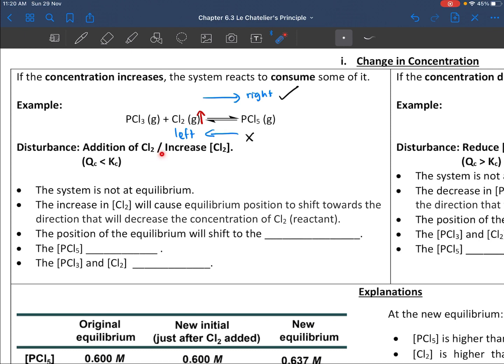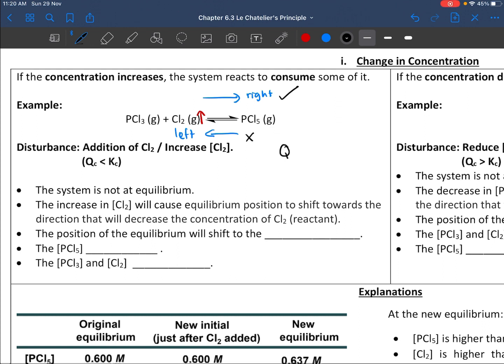Addition of Cl2 ataupun increase in concentration of Cl2 menyebabkan Qc less than Kc. Ini chapter 6.2 kamu ada belajar. Kalau Qc less than Kc, that means the system is not at equilibrium. The system at equilibrium apabila value Qc equal to Kc. Okay, so kenapa Qc lebih kecil daripada Kc?